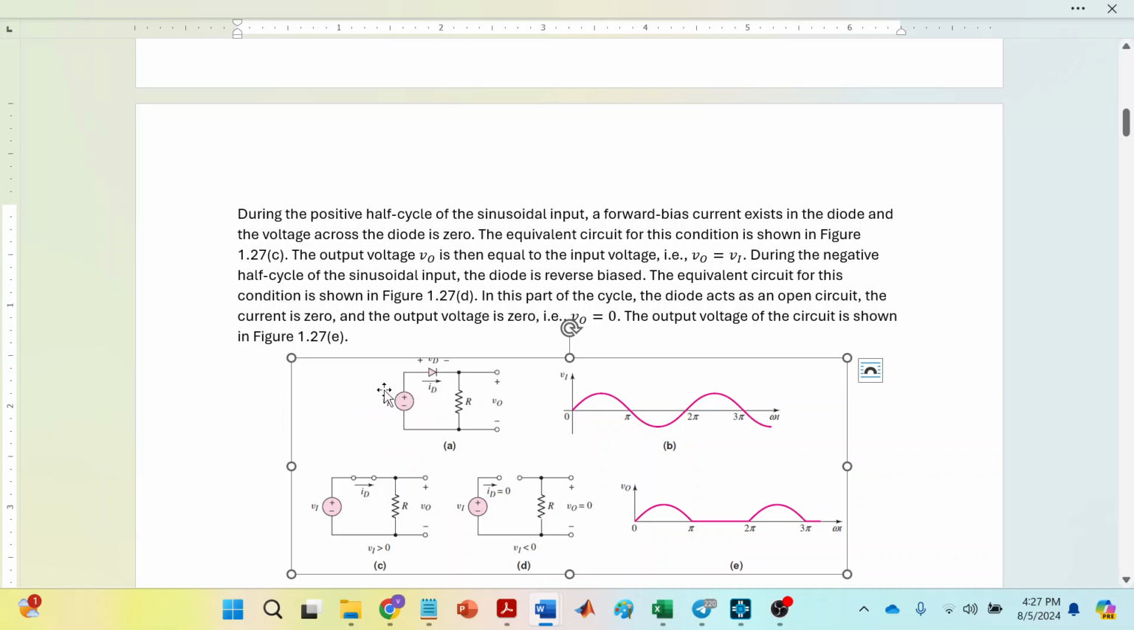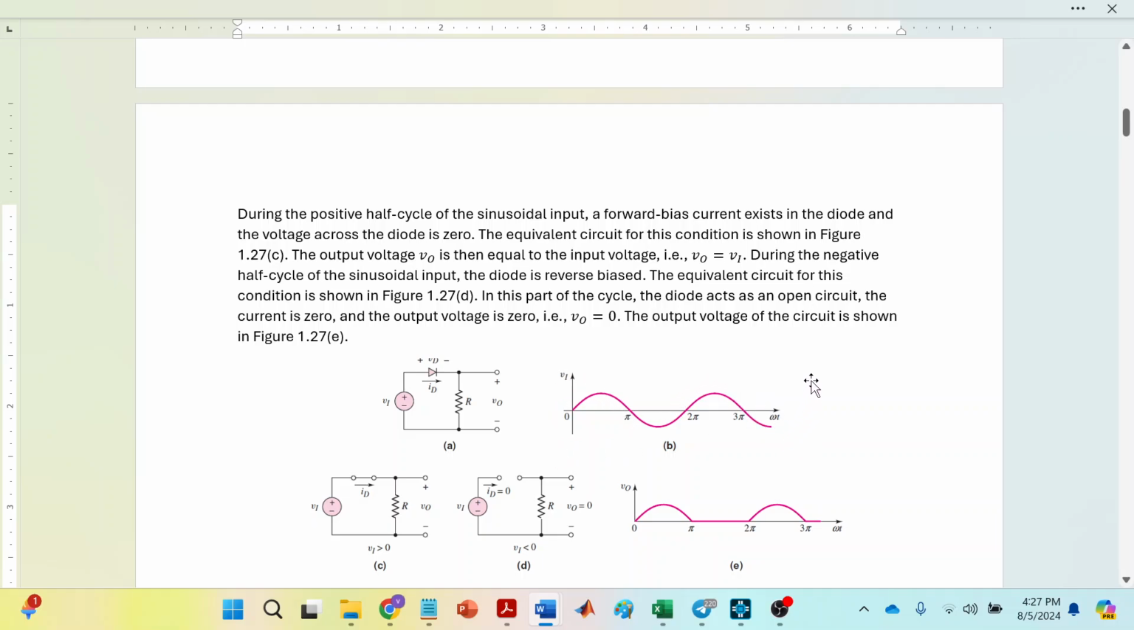So you have a sinusoidal voltage. The sinusoidal voltage is also called a sinusoidal input. It repeats every cycle. Then you have the diode, and you have the resistor that is connected in this way. Then the output voltage is measured across the resistor.